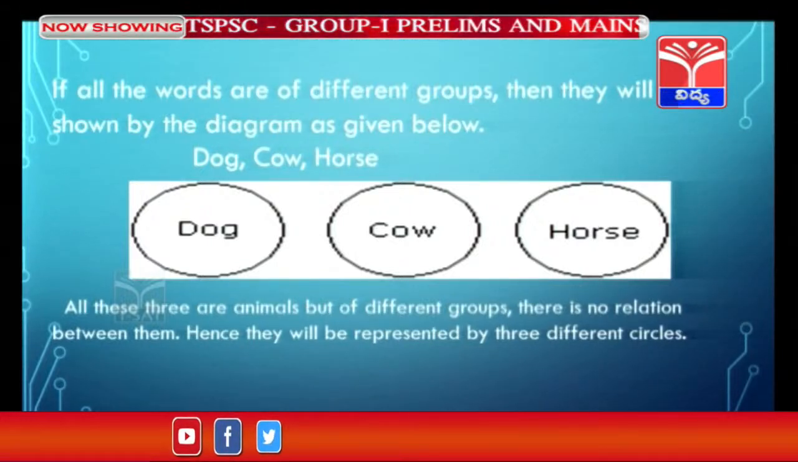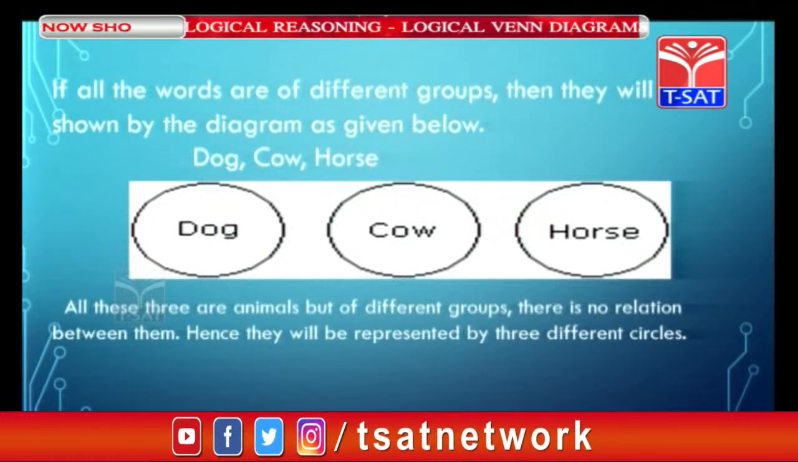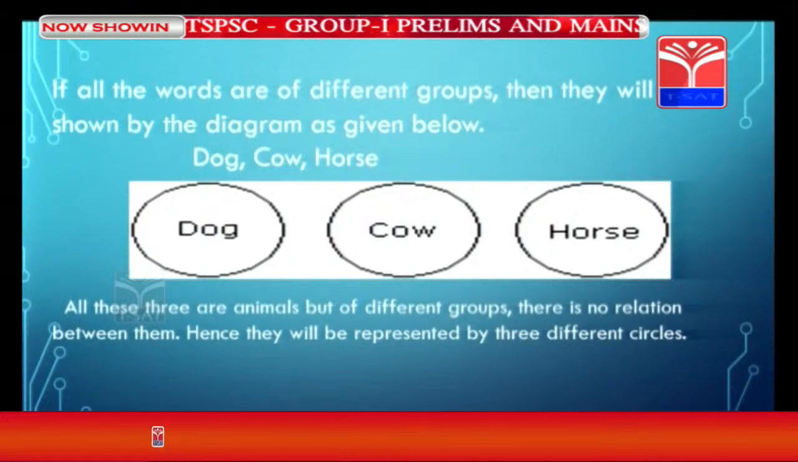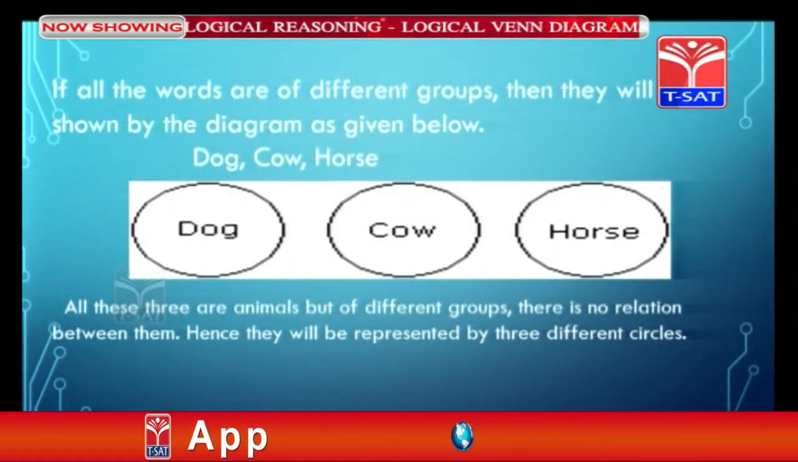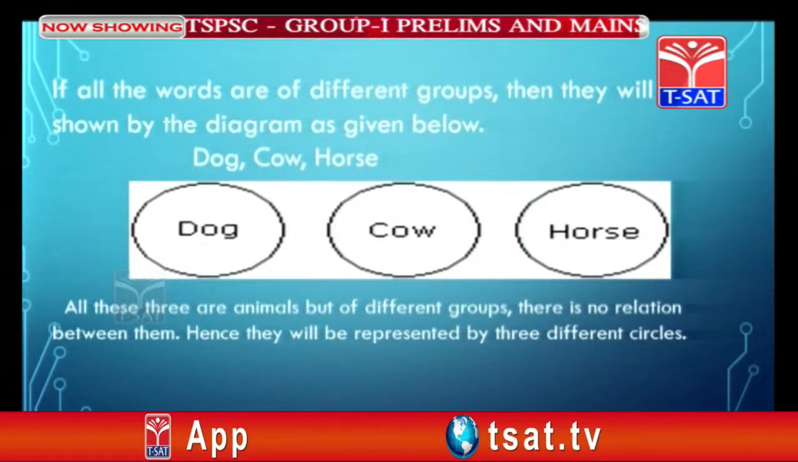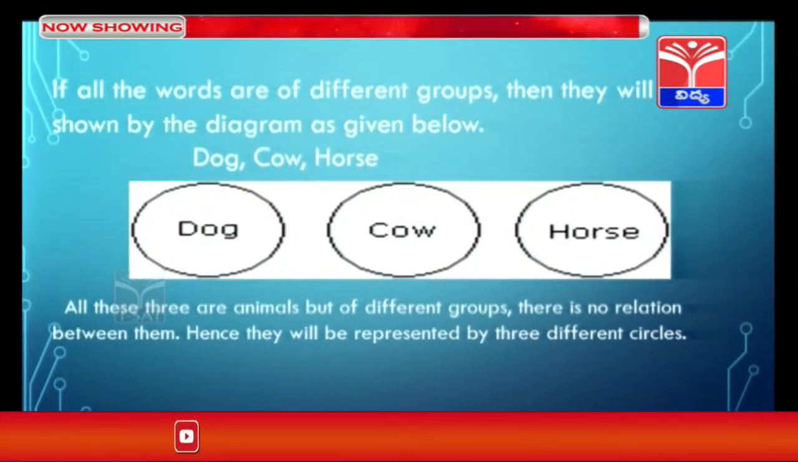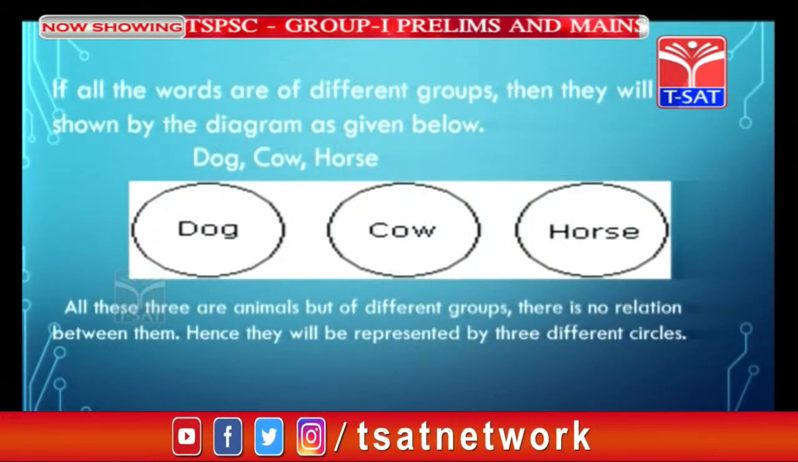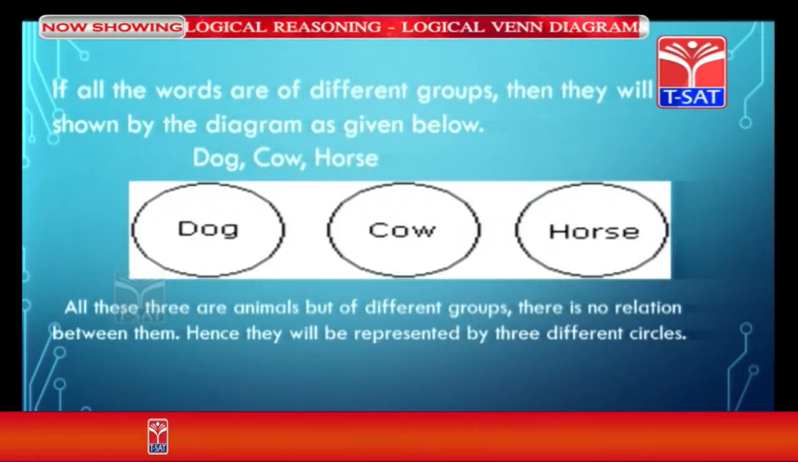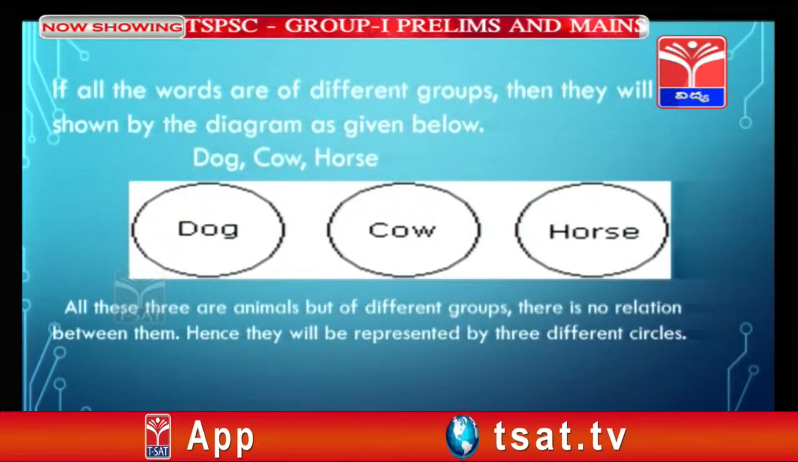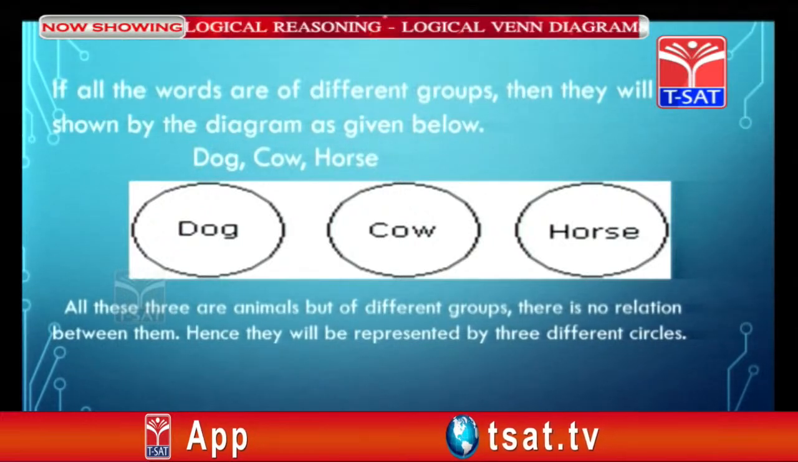These three are animals, as you know. So, dog, cow, horse, all are different. All these three are animals, but of different groups. There is no relation between these three animals. So, we will represent them with three different circles which are disjoint. If there is no relation between the given information, generally we will represent it with different circles.